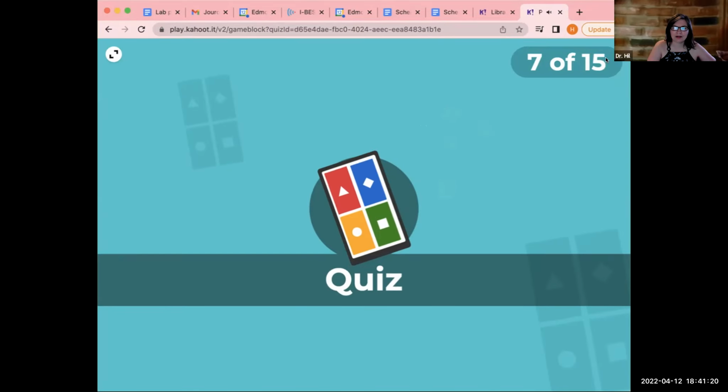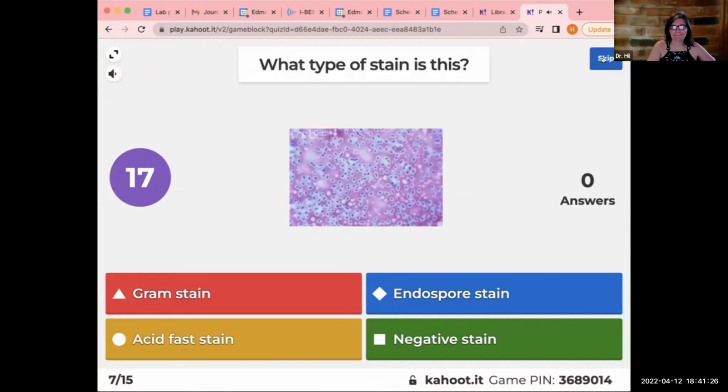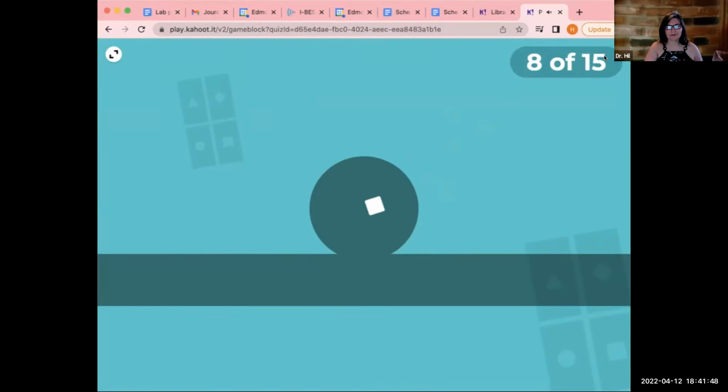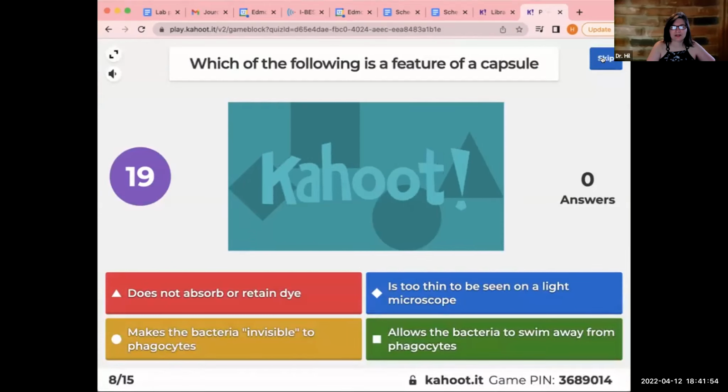Good job. What type of stain is shown here? It is the negative stain. Good work. All right, multi-select. Which of the following is a feature of a capsule? This is a multi-select, so there could be more than one right answer. You pick them all.